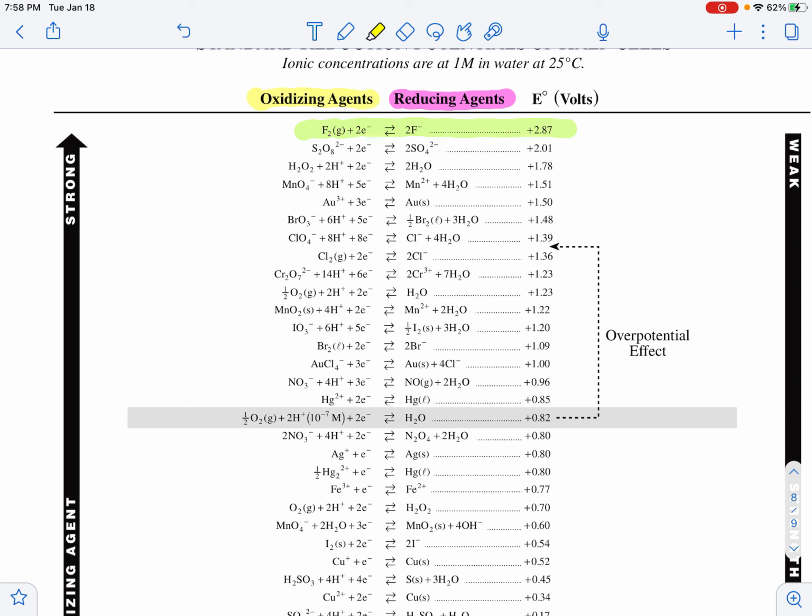But if you look at the exact same line and you go back the other way, F minus oxidizing back into F2 is the exact same line. You just look at it in the reverse direction. You go from the right over to the left. And if you reverse direction, it stands to reason that you would reverse the sign of that value on the right hand side. So if it's positive 2.87 going from left to right, then going right to left, it's negative 2.87.